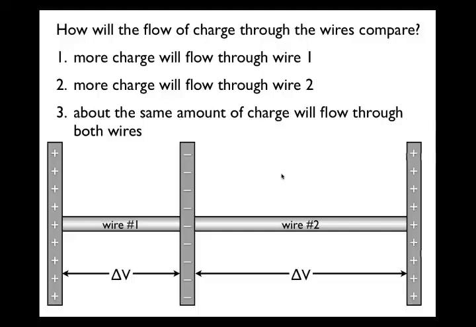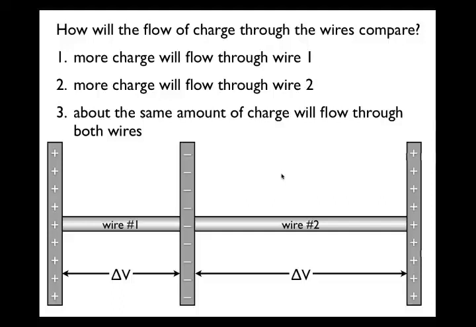The correct answer is that more charge will flow through wire 1. It is a shorter path, and so more than half of the charge will end up flowing through wire 1, and less than half of the charge will end up flowing through wire 2. This is an arena where actually people's intuition is fairly straight on.